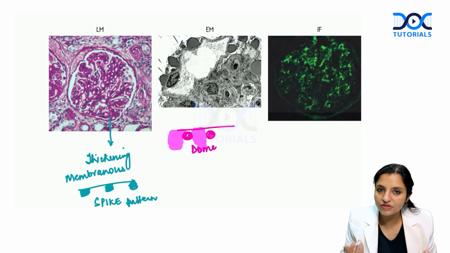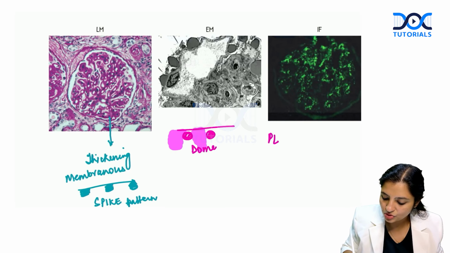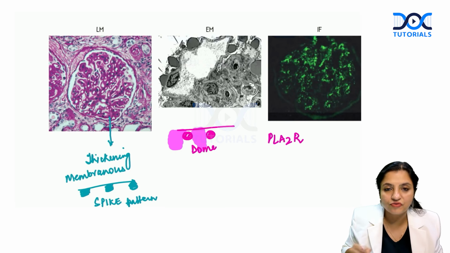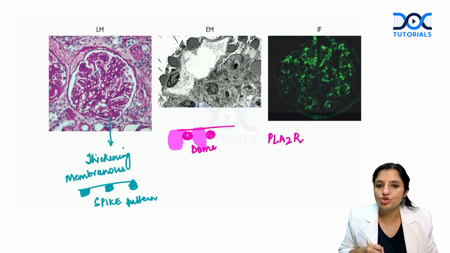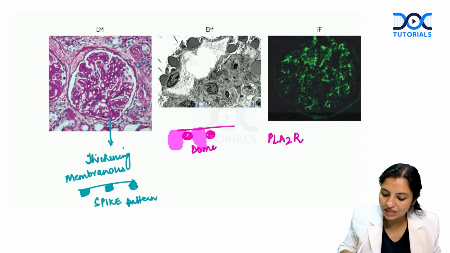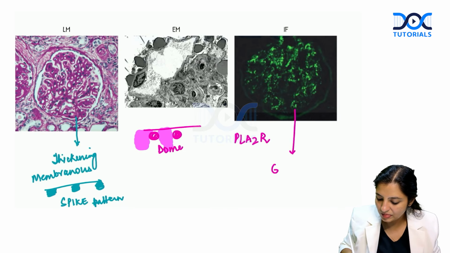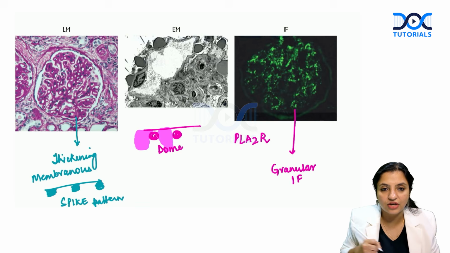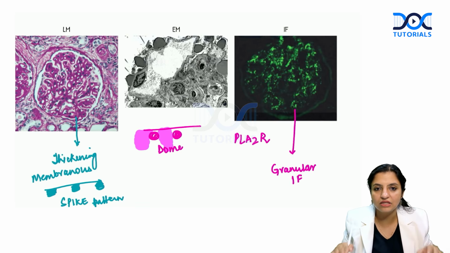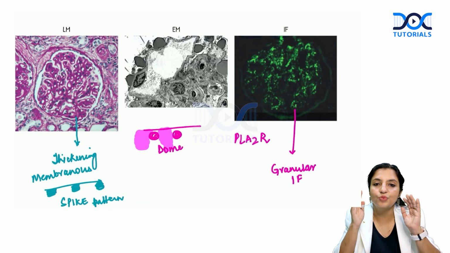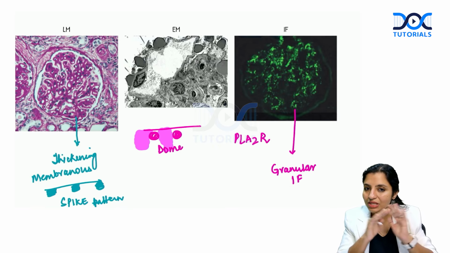Of course, it's always an immune complex mediated disease, with the most common antigen being phospholipase A2 receptor. So that's the most common antigen here. Therefore, you will see a very typical immunofluorescent pattern here, dots everywhere. This pattern is called granular immunofluorescence. So this should be very, very clear. This is membranous nephropathy, and it is one of the most common nephropathies to be associated with cancers.